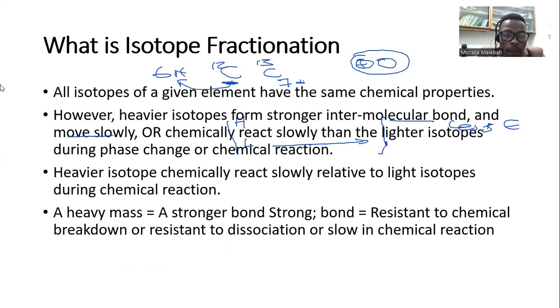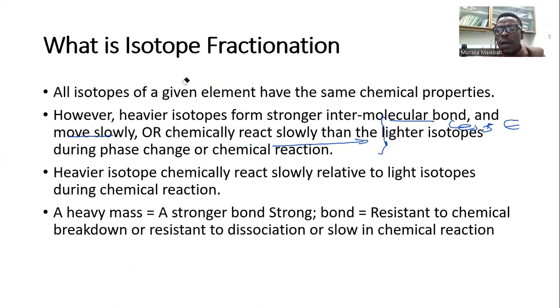So what exactly is this isotope fractionation? As already mentioned, fractionation is just about separation, and it depends on the bond strength and also the mass differences, as I've explained.